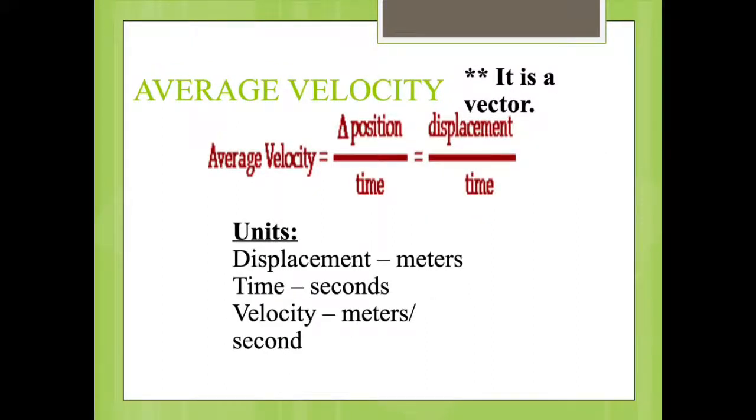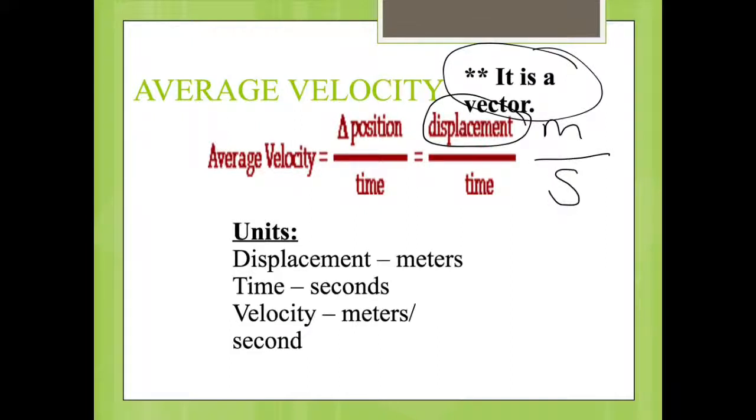Velocity is a little different. Since it is a vector quantity, it's dealing with a component that's a vector, which is displacement. We know displacement still is measured in meters and time in seconds, so velocity would still be meters per second. But since it's dealing with change in position or displacement, we now know that velocity is going to have to consider direction as well. So that's your average velocity.